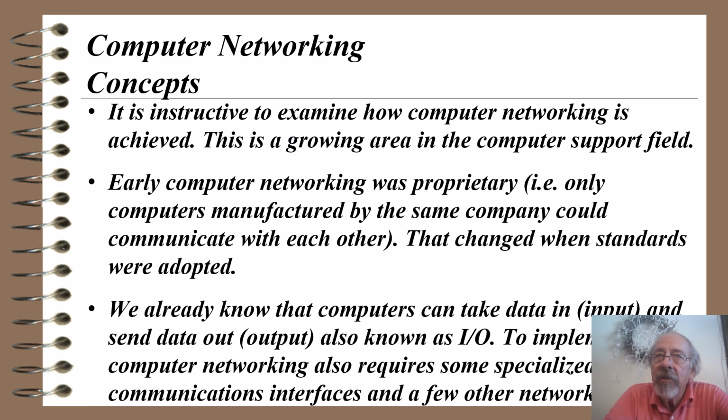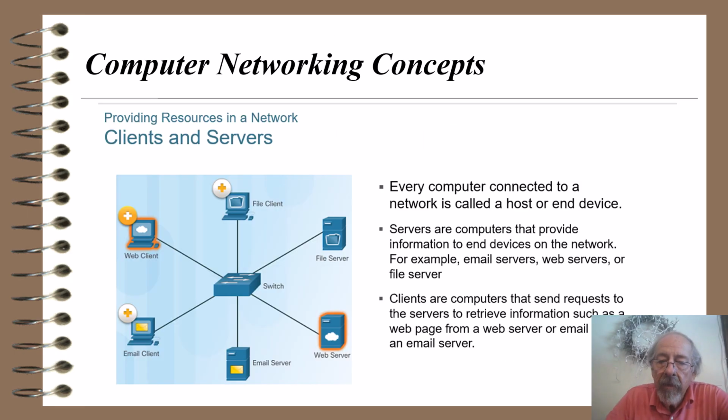So back in those days, DEC computers could talk to other DEC computers, IBM computers could talk to other IBMs, but they couldn't communicate across the different manufacturers. We already know that computers can take data in, that's input, and send data out, or what we call output, also known as I/O. To implement computer networking also requires some specialized communications interfaces and a few other networking devices.